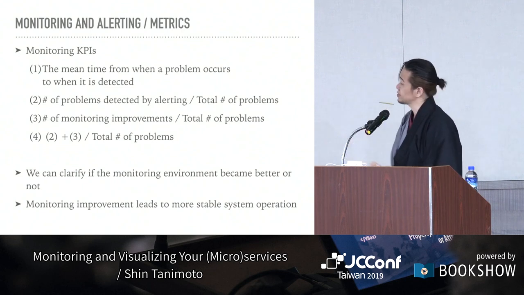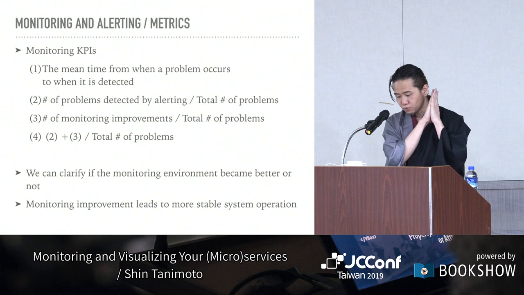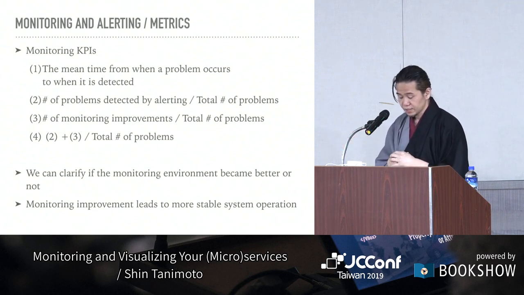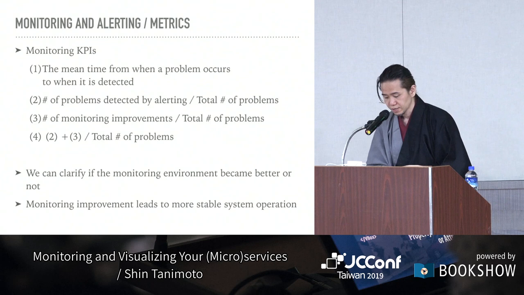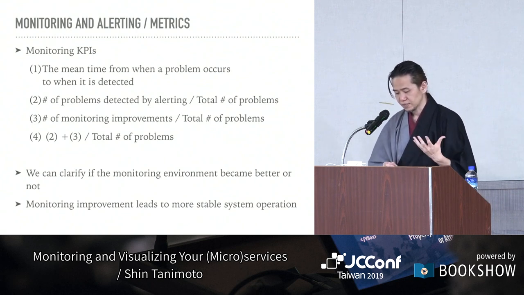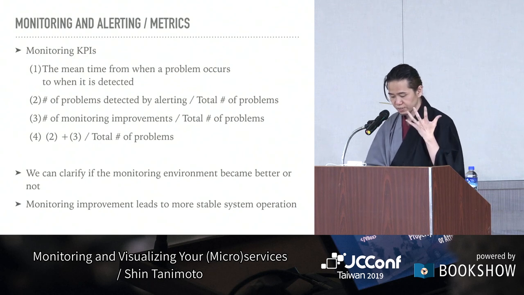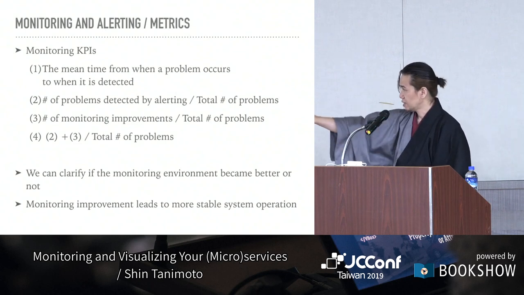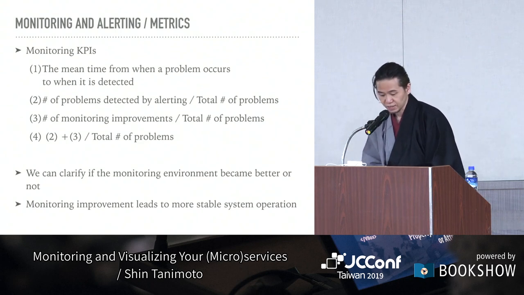For example, how about making these four KPIs? One is the mean time from when the problem occurs to when it is detected, the average time. Number two is the number of problems detected by alerting divided by the total number of problems. Here, I can find the hit ratio of the alerting. Number three is the number of monitoring improvements divided by the total number of problems. This is the ratio of improvements. And number four is two and three combined, divided by the total number of problems. It is the coverage of error detection.